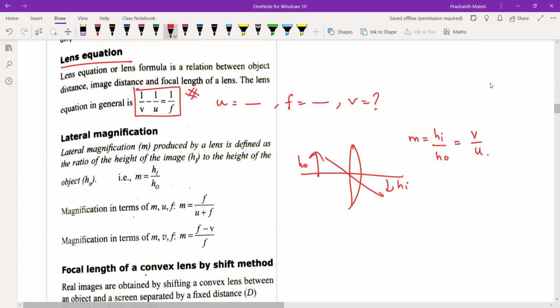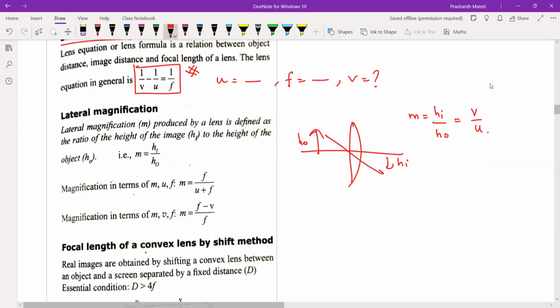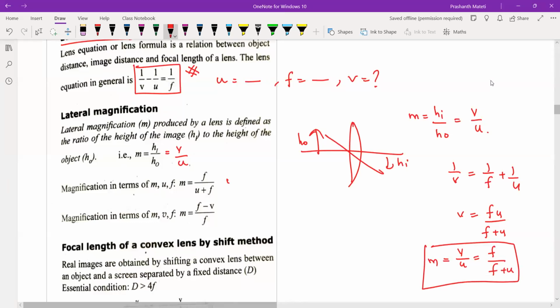And if you want, we can also write it in other forms. This is equal to V by U. In the place of V, what can we write? 1 by V is equal to 1 by F plus 1 by U. So V is equal to F into U by F plus U. So V by U is coming out to be F by F plus U. So M can also be written in this form as well. M can be written as F by F plus U. Again, no need to remember these things. Just remember one relation, and then you substitute the things, you'll be getting the answers.